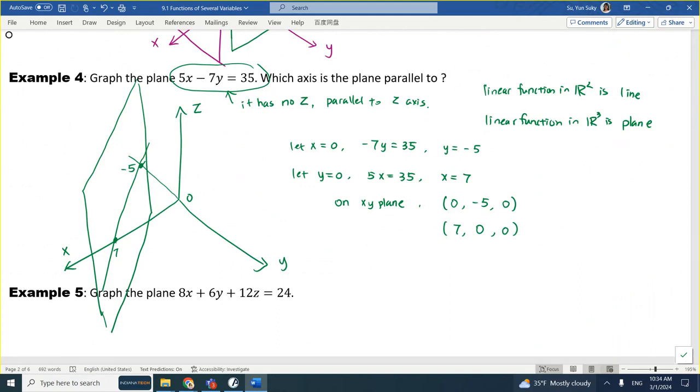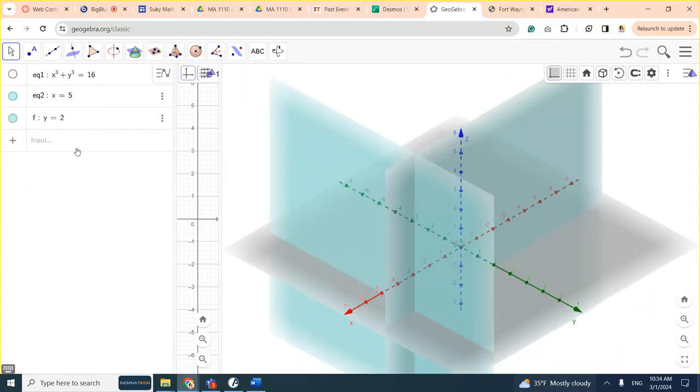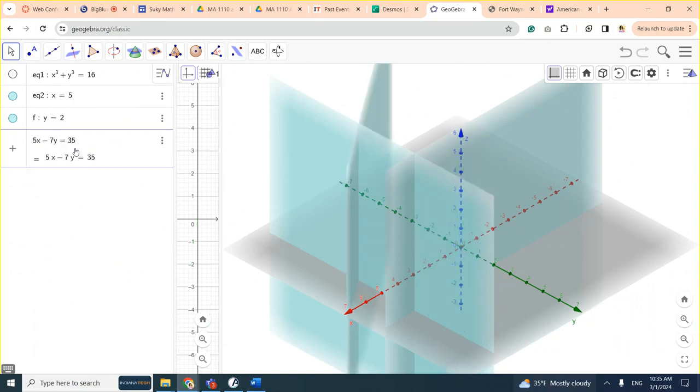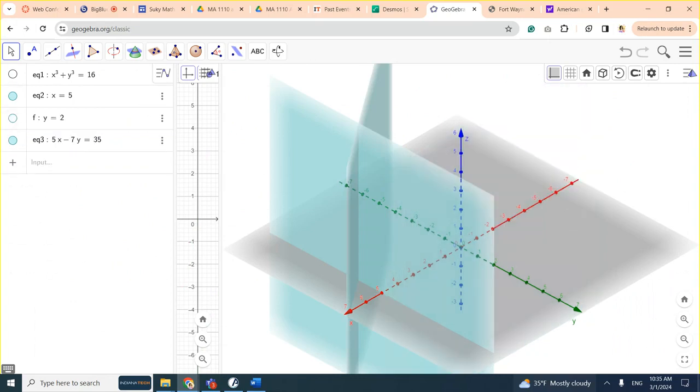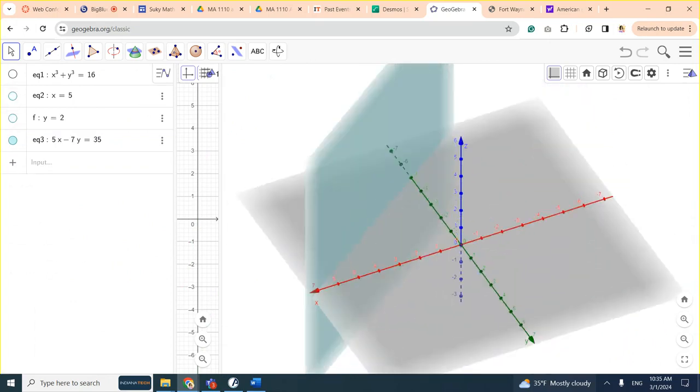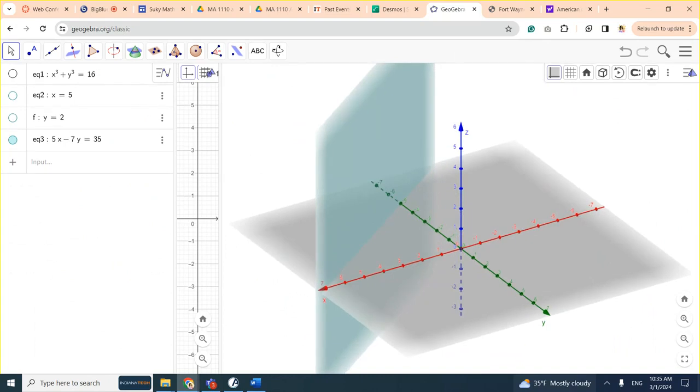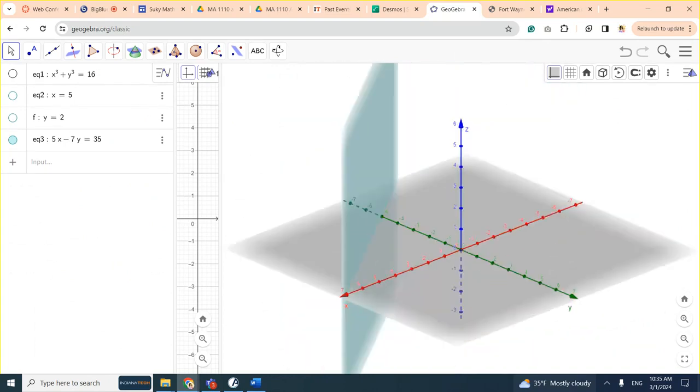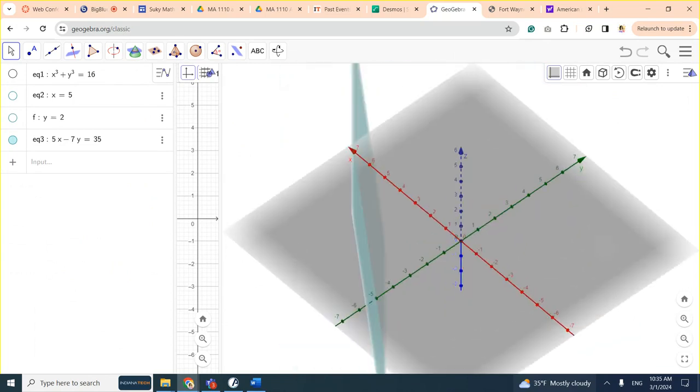You all finished the picture? Let's draw the plane using GeoGebra. So 5x minus 7y equals 35, right? Let me unclick those. Do you see? This is our picture. This is the picture of that plane, and you can rotate it to see better.